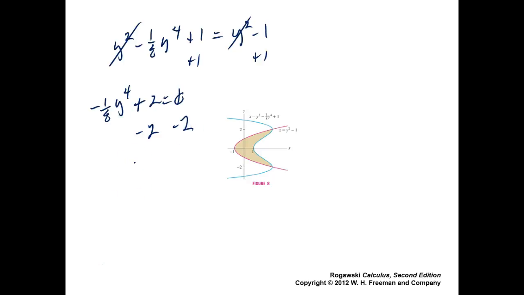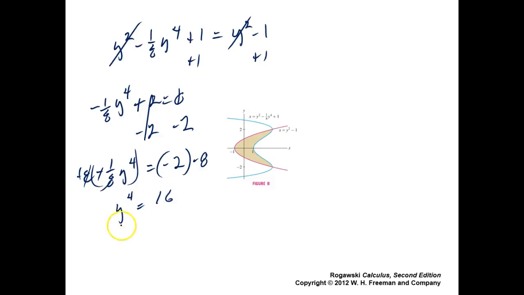Yeah, exactly. That's why you're just leading me on a wild chase here. Negative 1/8 y^4 is equal to negative 2. Okay, now what? And what would that give you? y^4 is 16. Okay. Now what?